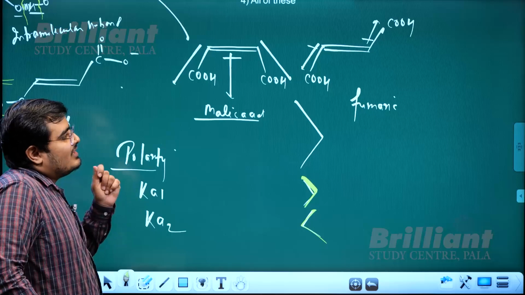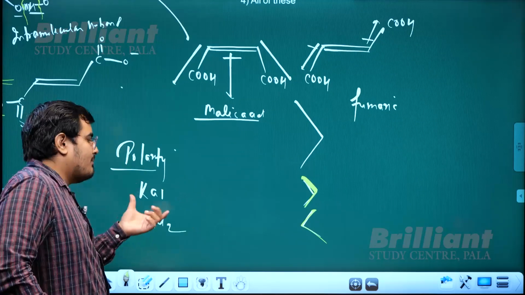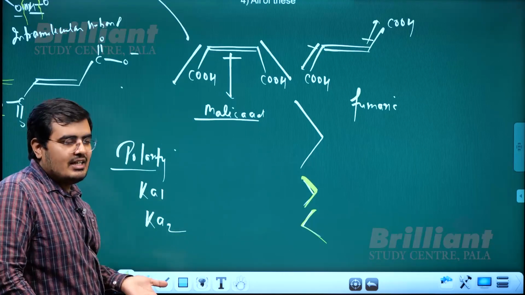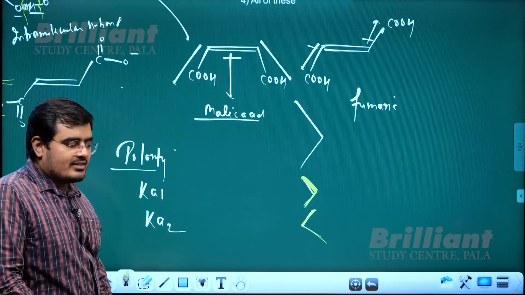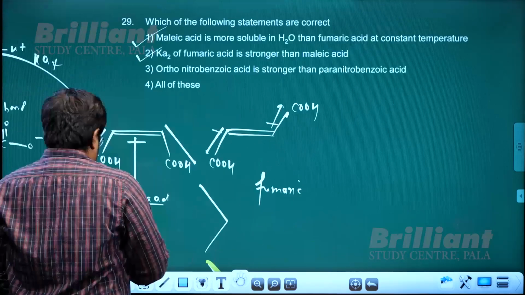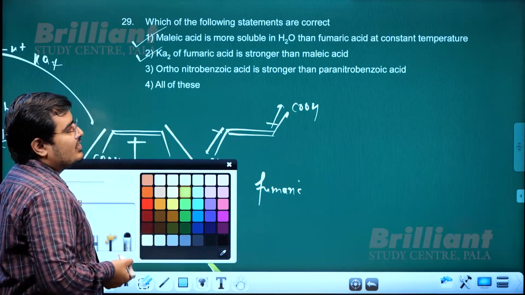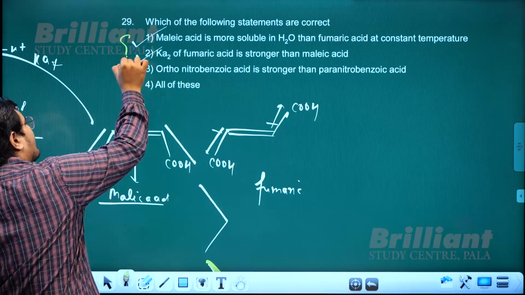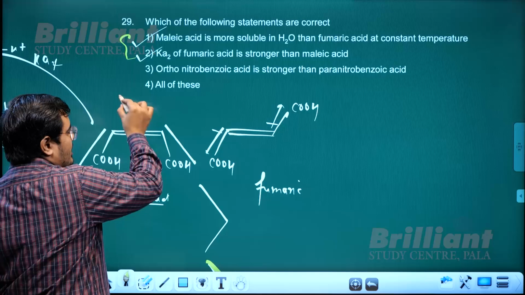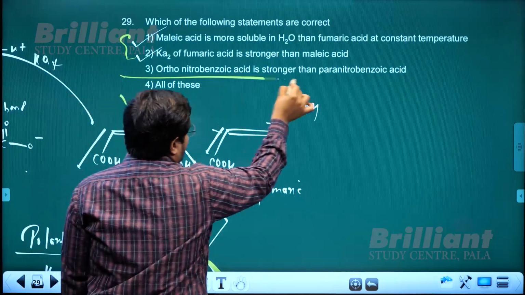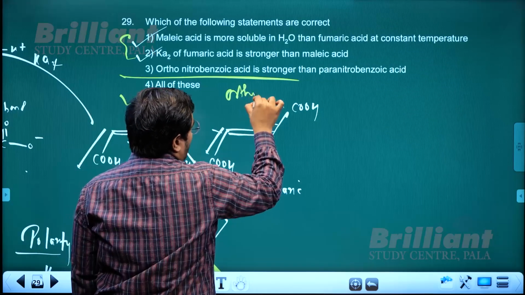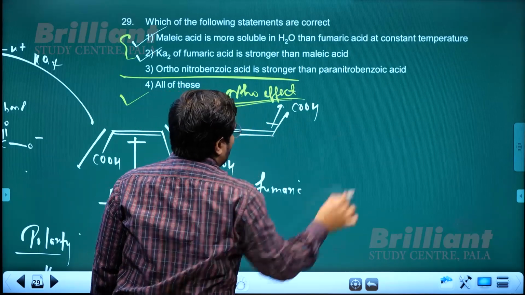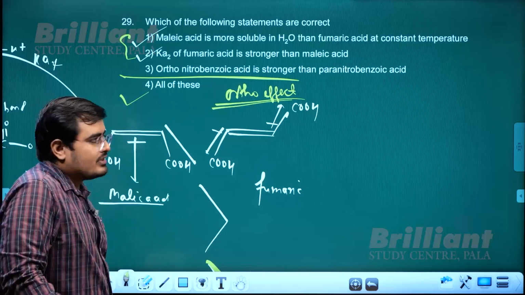So if you talk about the first H plus losing, malic acid will be more acidic than fumaric, whereas if you are talking about losing the second H plus, then fumaric acid will be more acidic than malic acid. Next is ortho-nitrobenzoic acid is stronger than para-nitrobenzoic acid. Since you know already these two statements are correct, the option has to be all of this. Otherwise, this also you can remember as the ortho effect: ortho substituted benzoic acids are more acidic than their other derivatives.